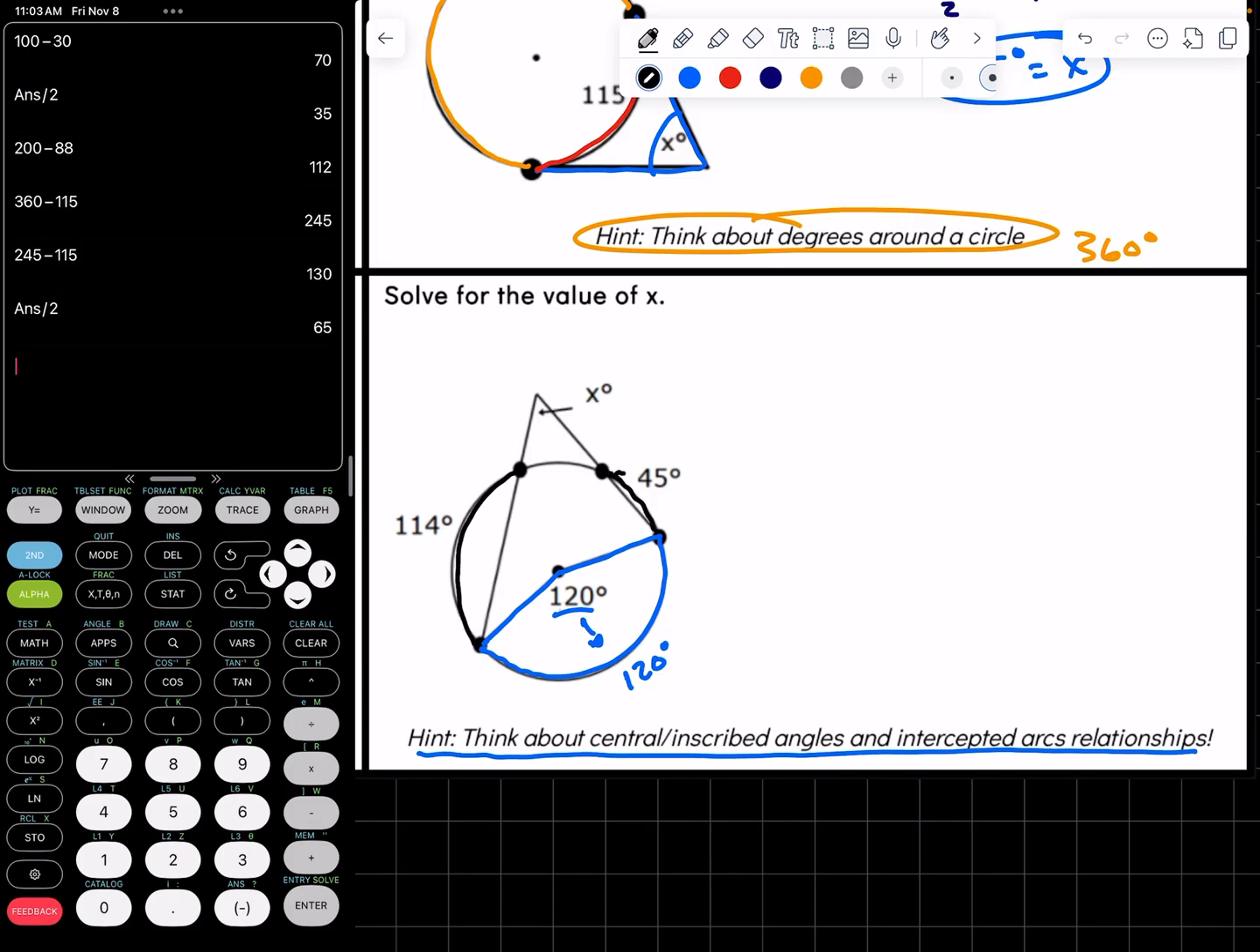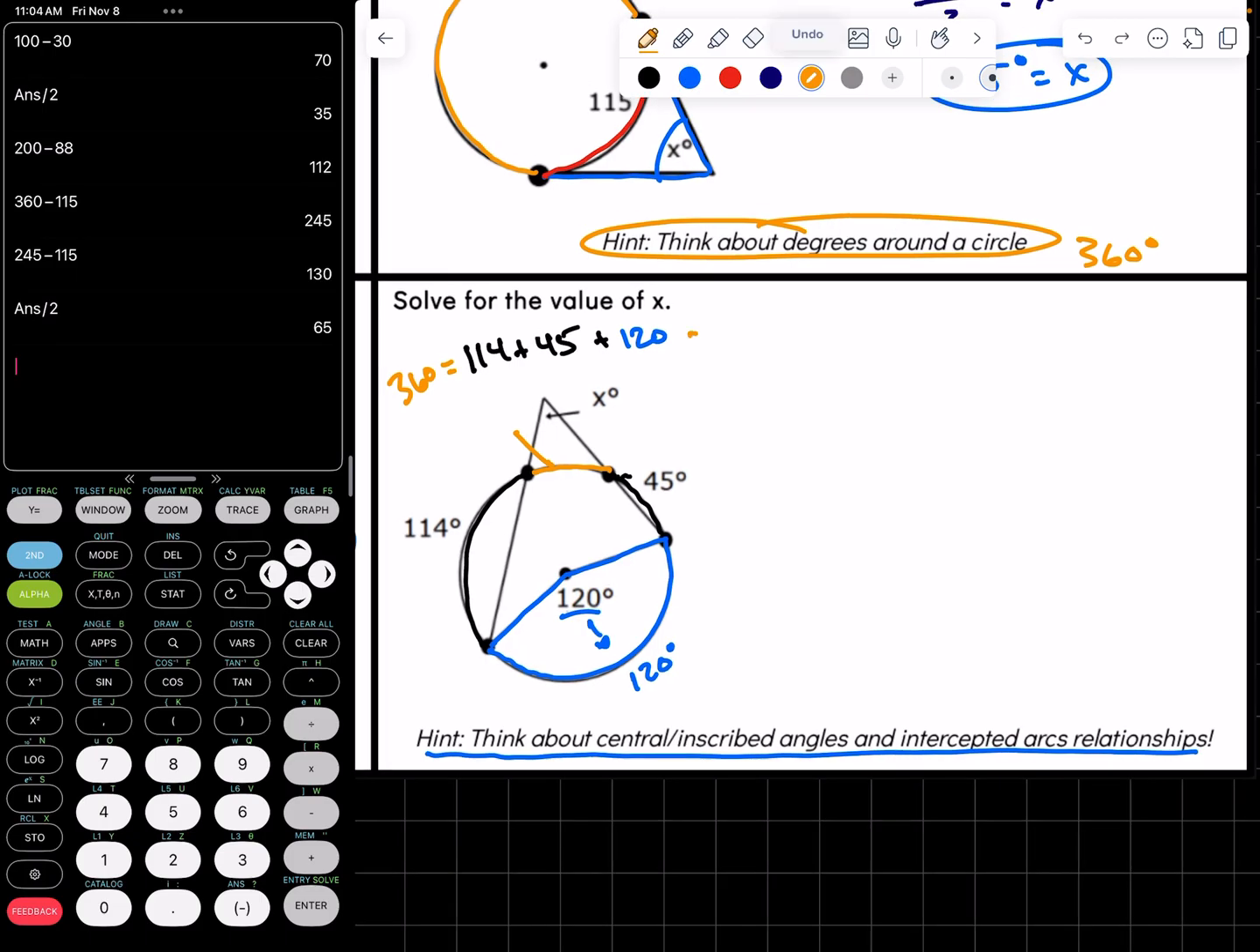I have 114 and 45, which means this missing piece is going to be: 360 equals, because there are 360 degrees in a circle, 114 plus 45 plus 120 plus x. So we'll just do 360 minus 114 minus 45 minus 120. That should give us x, which is 81 degrees.